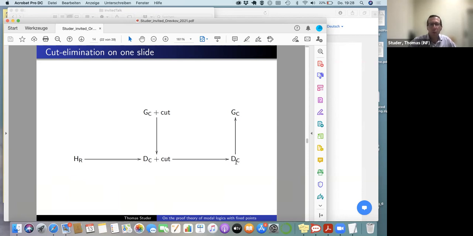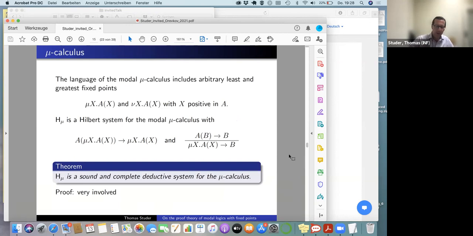Good, so this is what's going on for common knowledge, where we have one particular fixed point. So let's look at the more general example, which is the modal mu calculus, where we not only have one fixed point like common knowledge, or in temporal logic, always operator, but we have fixed points of arbitrary operators. I mean, arbitrary positive operators. As I said, if A of X is a positive operator, X occurs only positively, then we can look at the least fixed point and at the greatest fixed point of it.